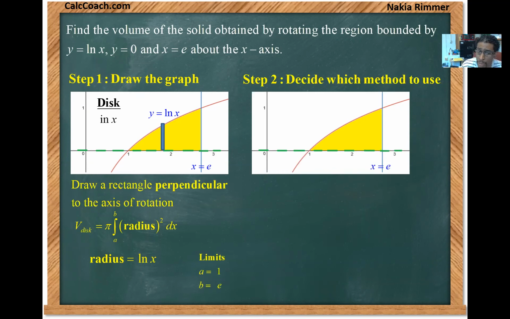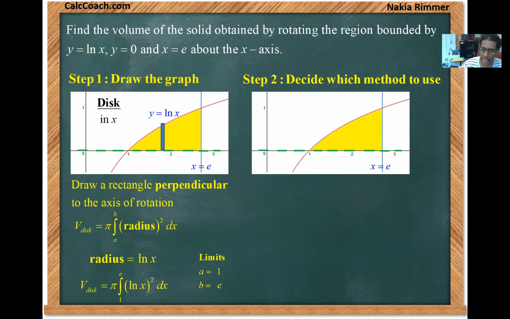So pi times the integral from 1 to e of the natural log of x quantity squared. That's different than the natural log of x squared, and so those are two different things. And so we want to be able to integrate that. Let's try to set it up the other way. Maybe this is something that we can't figure out.